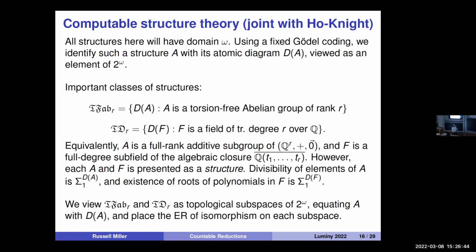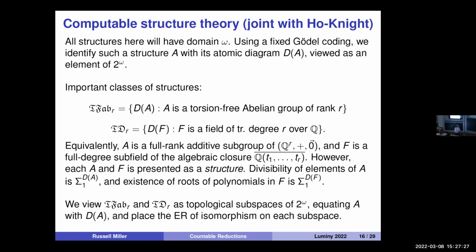So if you take the class, for instance, T-fab sub 2, that's torsion-free abelian groups, totally fabulous, T-fab. What you have there is a subset of Cantor space, certain elements of Cantor space that happen to represent atomic diagrams of rank 2 torsion-free abelian groups. TD sub R will be the same sort of thing for fields of transcendence degree R over the rationals.